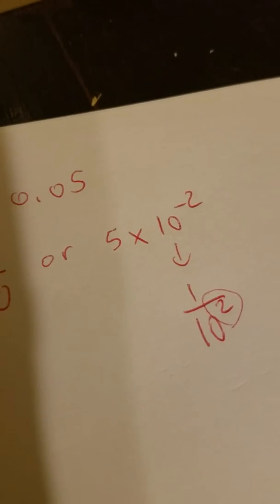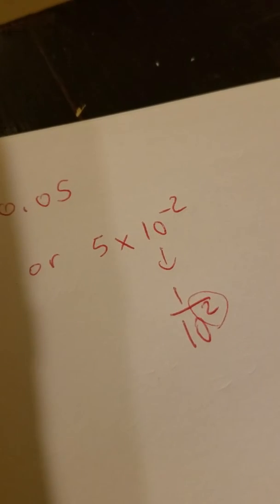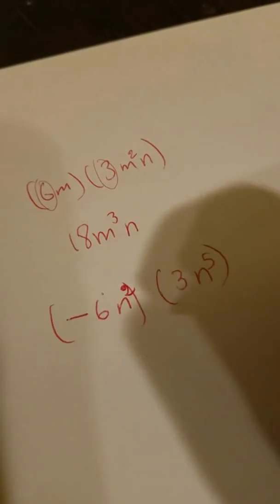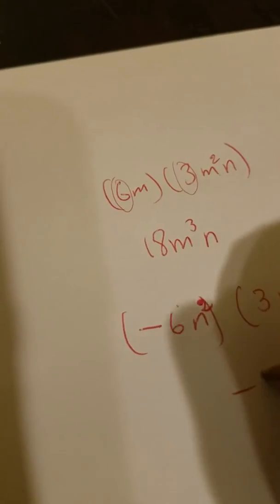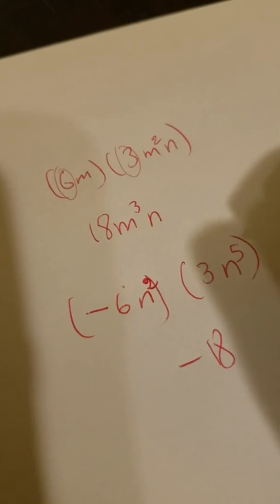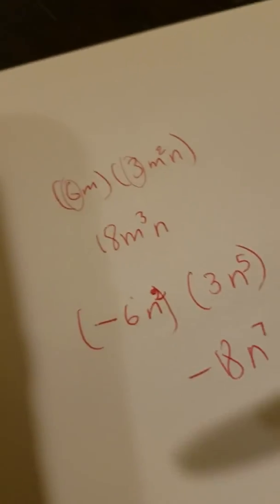So let's pick another example. Negative 6n times 3n to the power of 5, or negative 6n squared, let's say. Alright, so negative 6 times 3 is going to be negative 18. n squared times n to the power of 5 is going to be n to the power of 7, because we're adding. And the same is true when we're doing a division too.